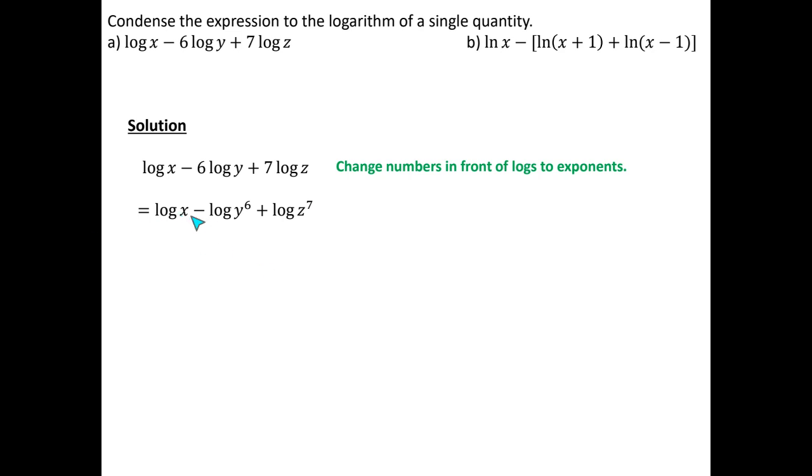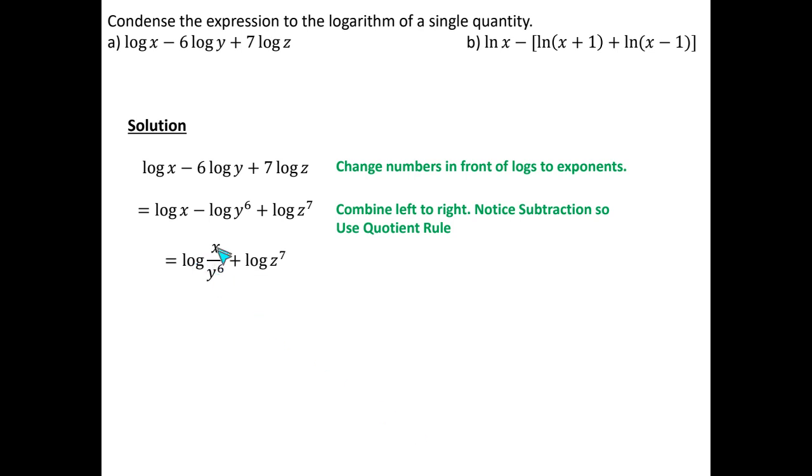Now let's focus on the first two. So we have log x minus log y to the 6th. Since they're being subtracted, we're going to apply the quotient rule, and we're going to combine them as log of x divided by y to the 6th. Now we have log of x divided by y to the 6th plus log z to the 7th. Since we're adding, what does that tell us to do? Apply the product rule, which means that we're going to combine them with multiplication. So we're going to have x divided by y to the 6th times z to the 7th. And if we simplify, then we get x times z to the 7th divided by y to the 6th.